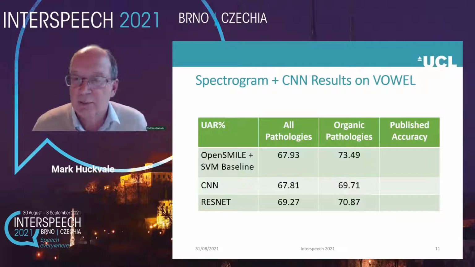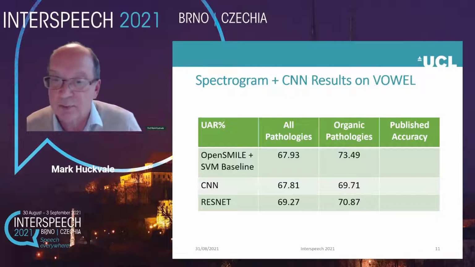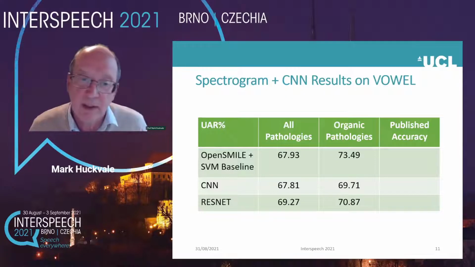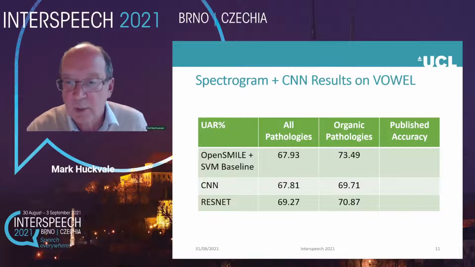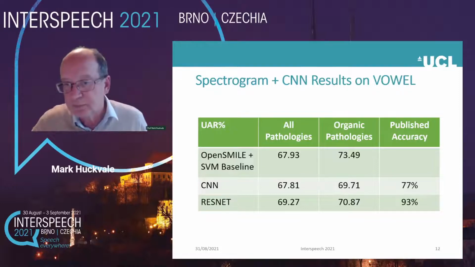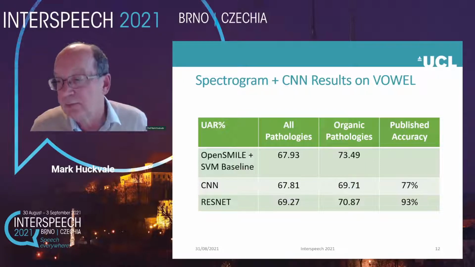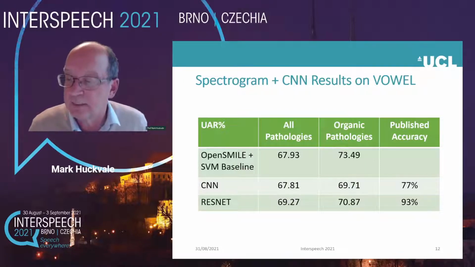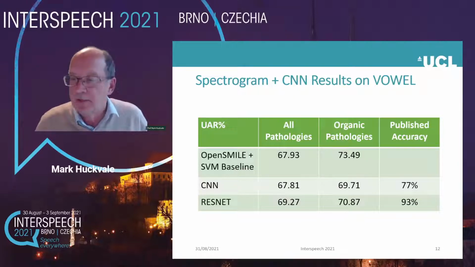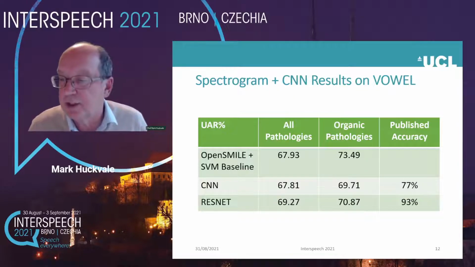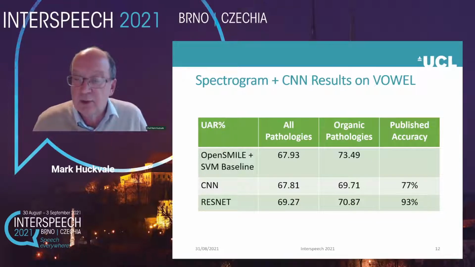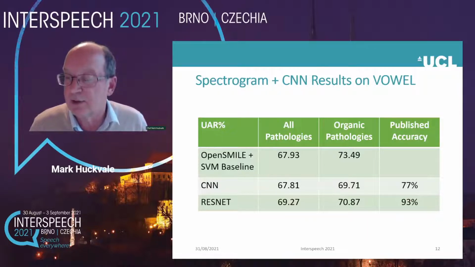If you switch to organic pathologies only, then performance goes up by 1% or so, not as much, in fact, as went up by the OpenSMILE classifier. So what's important here is that the results we're getting are consistent with our own baseline, our OpenSMILE and support vector machine classifier, but these are very different to the accuracies that were published in the original studies. And so the next step obviously would be to try and understand the discrepancy between our results and theirs.